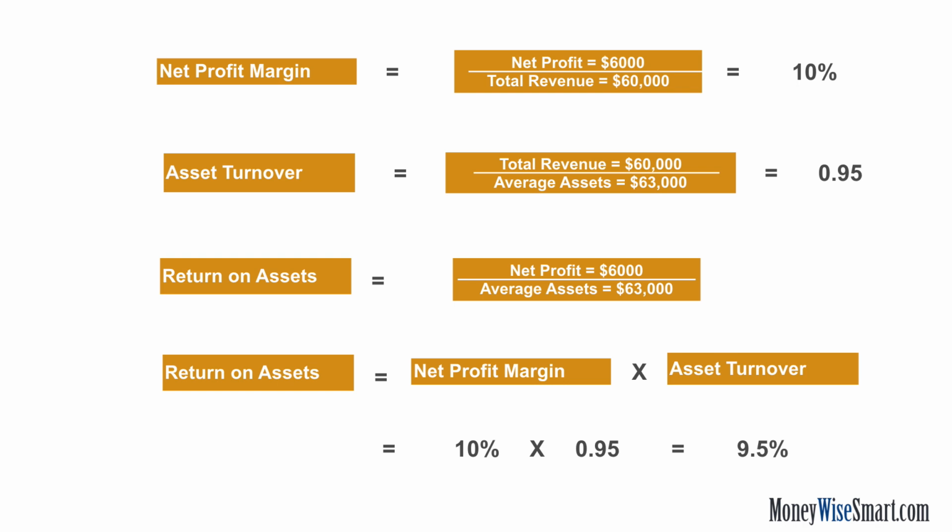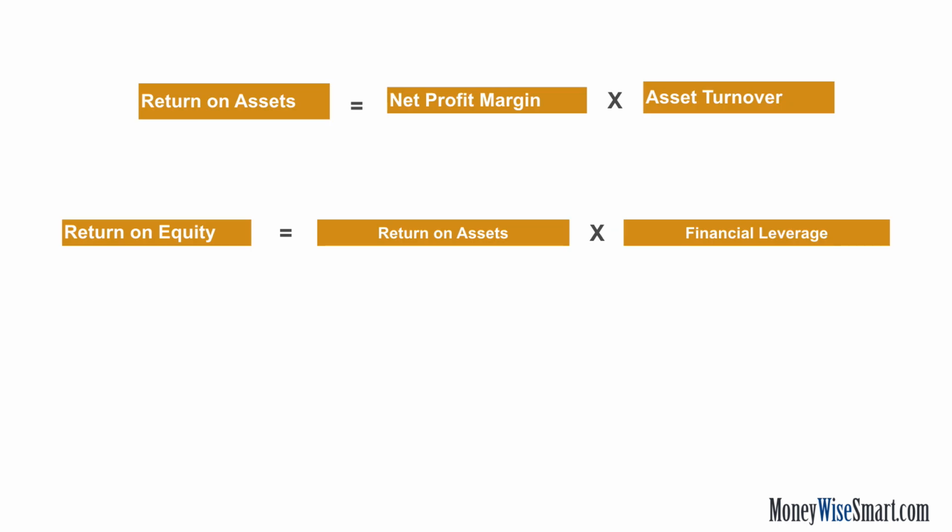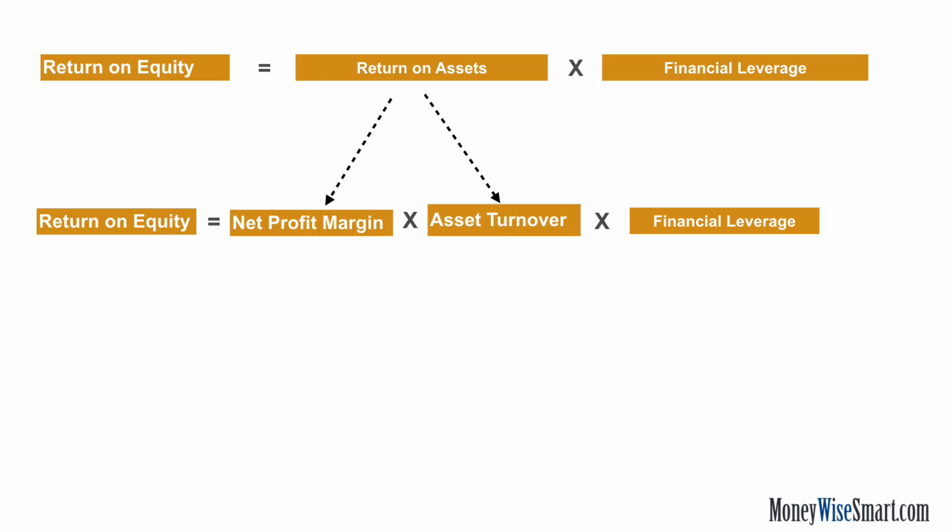So that works out to 9.5%. Now, the return on equity, as we have already seen, is nothing but the net profit over the average shareholders' equity. In this case, the return on equity can also be expressed as return on assets multiplied by the financial leverage. If the business does not have any leverage, which is in our case, the return on equity is almost the same as the return on assets if we ignore the operating liabilities here. So this is what the equation looks like.